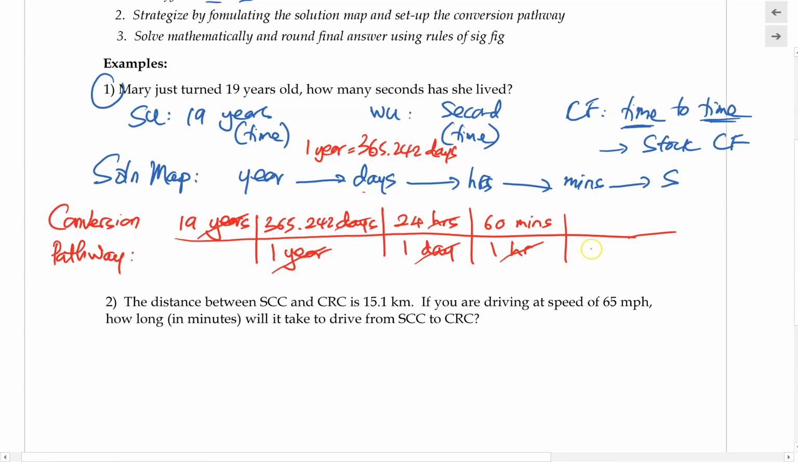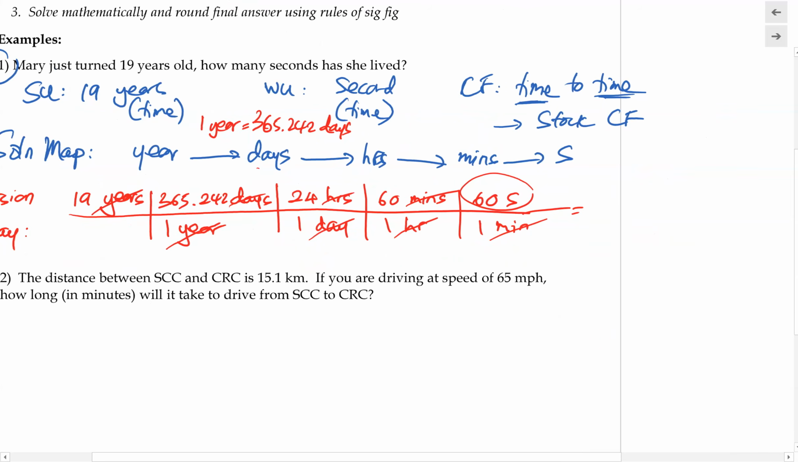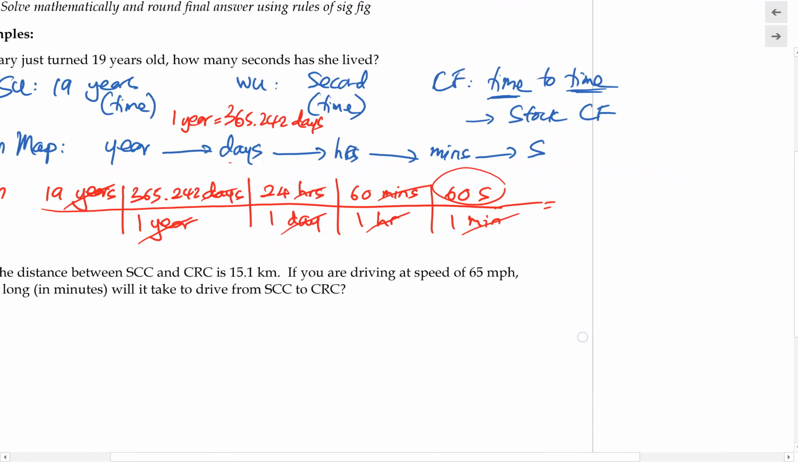And lastly, for every 1 minute, there are 60 seconds. And so minute would get cancelled as well. And finally, we end up with the unit second right here, and that's the final answer. So the last step, we need to plug all of this into our calculator. We take 19 multiplied by 365.242, multiplied by 24, multiplied by 60, multiplied by 60, and divide by 1 on the denominator.